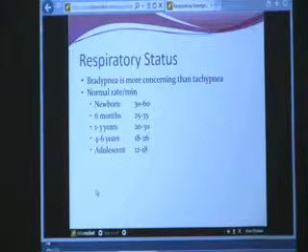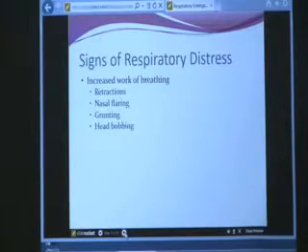Respiratory status, these are just some respiratory rates for infants up to your adolescent. You can see by 4 to 6 years of age, they start to reach adult. And then adolescents, usually by 12 years of age, they have the same rates that we have. Signs of increased work of breathing, you saw it on the video: retractions, nasal flaring, grunting, head bobbing. Those are all worrisome signs.